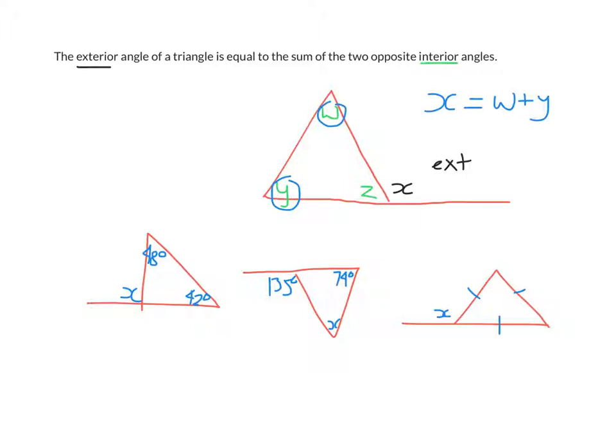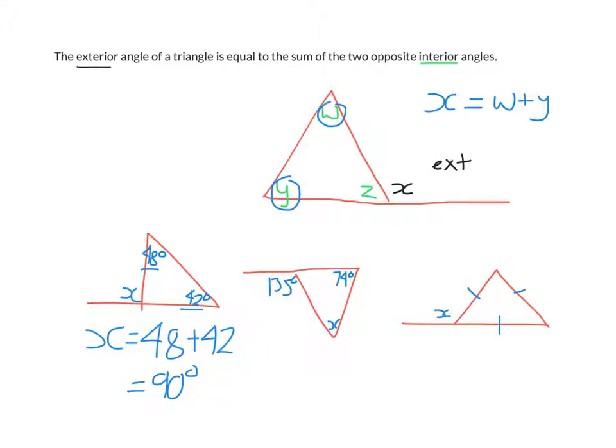So for the first one on the left, x is the exterior angle. It's just the sum of the two opposite interior angles. So here x is just 48 plus 42, which gives you 90 degrees. Just the sum, two opposite interior angles.